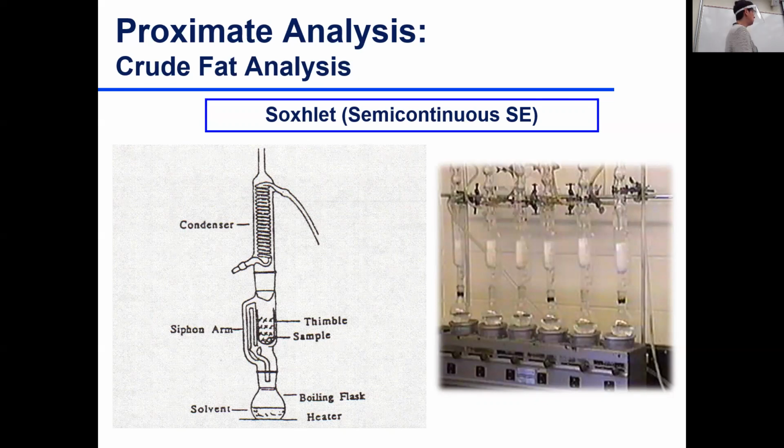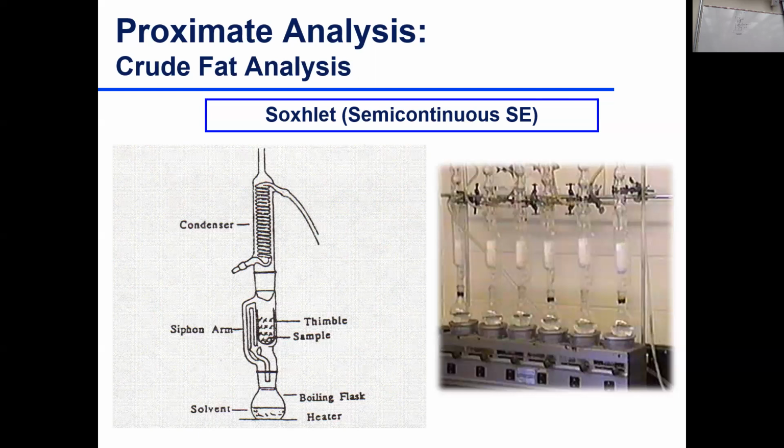Okay, Soxhlet, some of you have seen it. It's semi-continuous solvent extraction. So here what happens, same principle, you have a hot plate. I don't know why this is not a great picture. We should update that picture. So you have a hot plate, you have a flask where you put your solvent. And usually you put about 300 to 400 milliliters of solvent, and you put that flask on the hot plate.